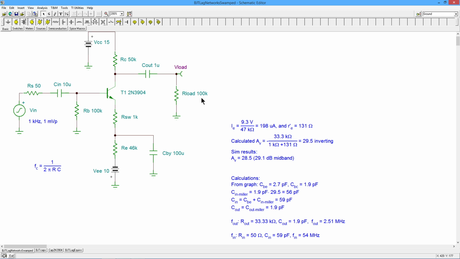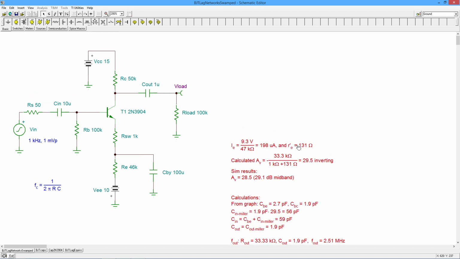Now, when we simplify, the RC over here, 50K is in parallel with the 100K, so that gets us 33.33K up to infinity. And then we take that with the 1.9 picofarads, and we get 2.51 megahertz using our critical frequency calculation. On the input end, we take the 59 picofarads and the 50 ohm, because, like I said, 50 in parallel with that other stuff is just going to be 50. That's going to give us 54 megahertz.